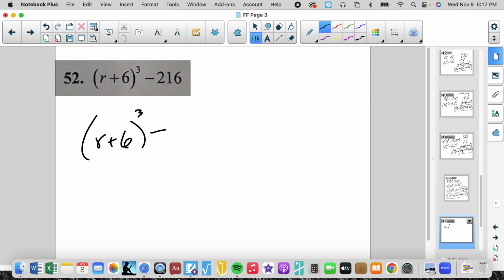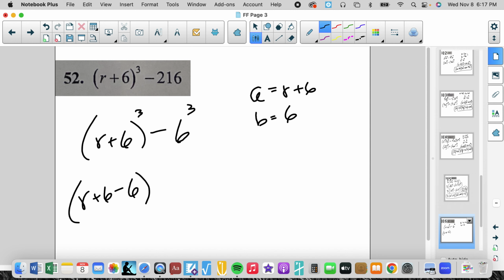And then 216 is, what's that, 6 cubed. So my a is going to be r plus 6. My b is going to be 6. We're subtracting, so we're going to have r plus 6 minus 6. And then we're going to have, oh baby, r plus 6 quantity squared. Remember, it is a minus b, a squared plus ab plus b squared.